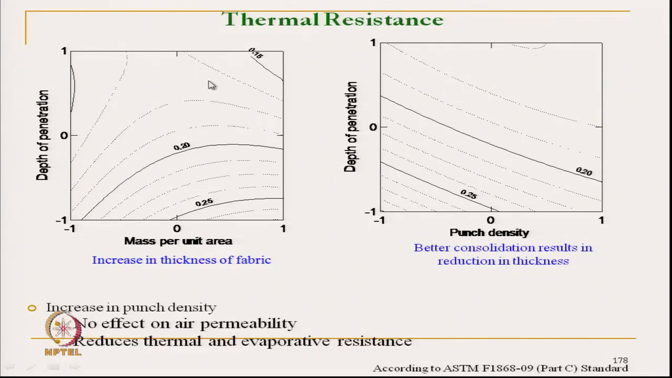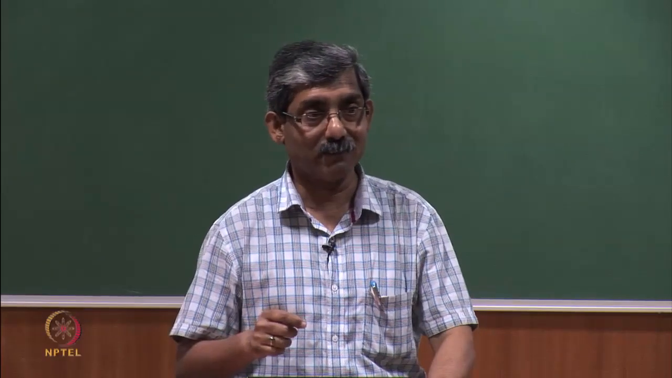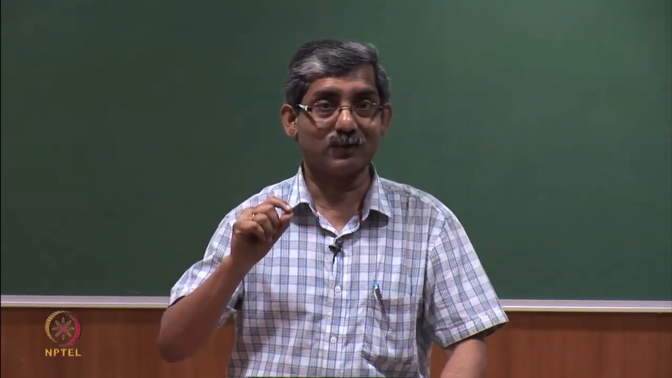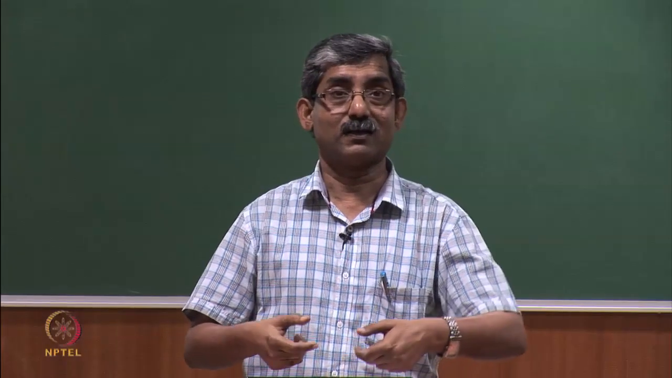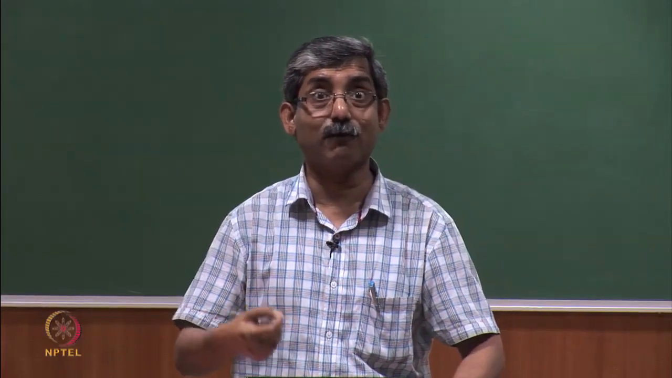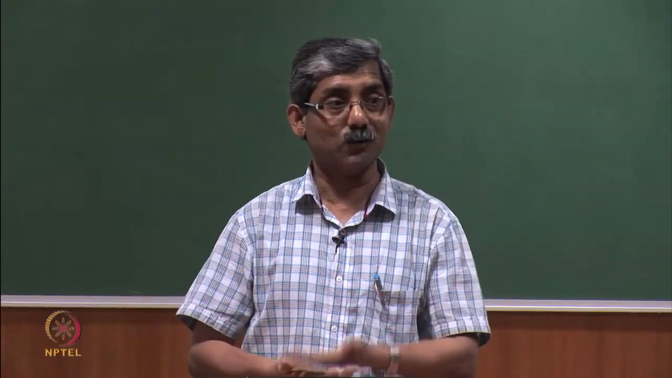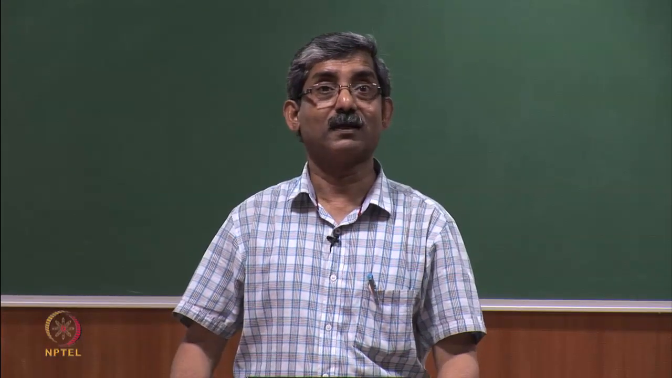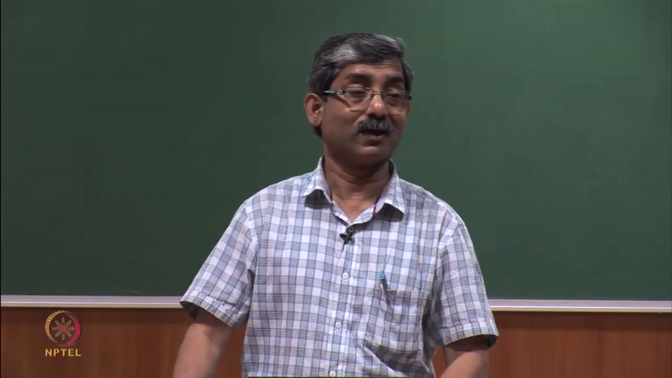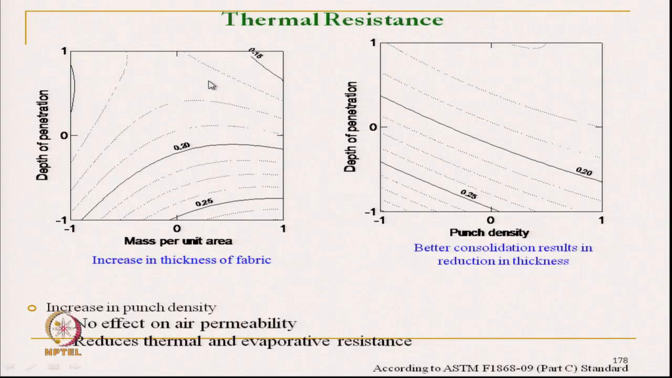This is due to the fact that, for the same mass per unit area, if we increase the depth of penetration, the fabric gets compacted. Higher depth of penetration or higher punch density means the pore size inside the fabric structure gets reduced. The entrapped air is removed. So, that means conductive heat transmission is increased, so thermal resistance reduces. This is mainly due to the conductive heat transmission, and the evaporative resistance also reduces.